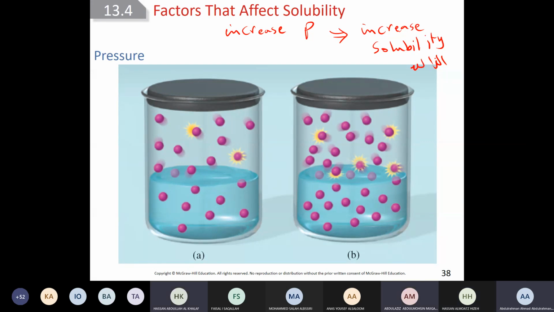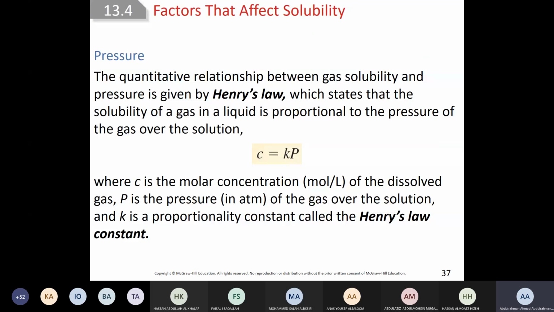The maximum amount dissolved is the solubility. And if you increase the pressure, what will happen to solubility? Increase. I want you to memorize the name and the law, which is called Henry's law. What's Henry's law? Very, very simple. It's C equal to K times P.